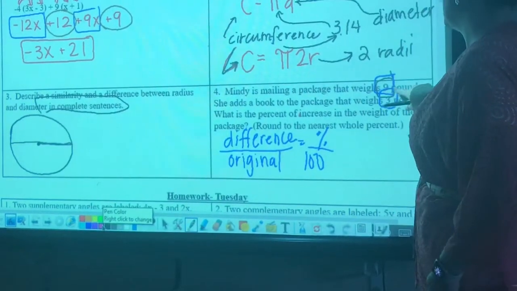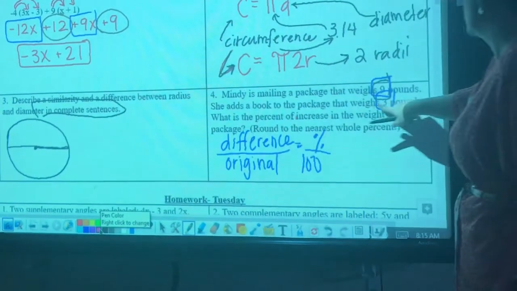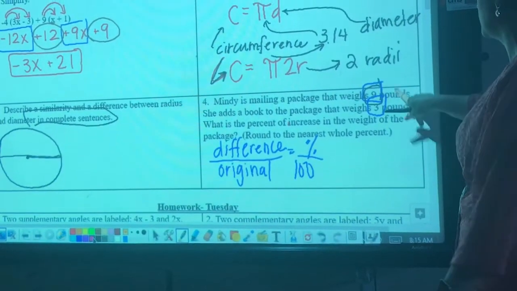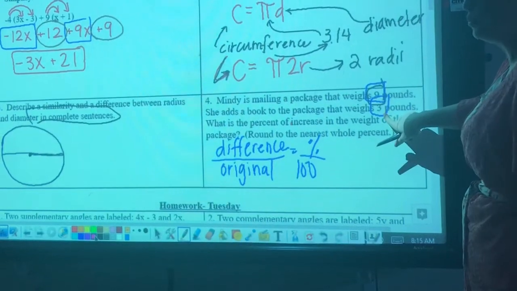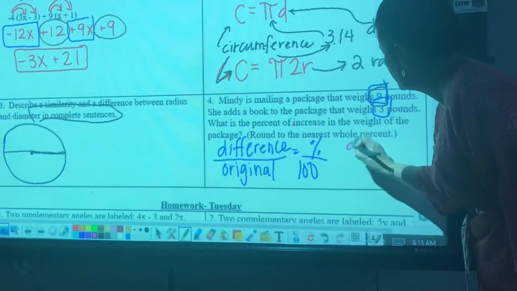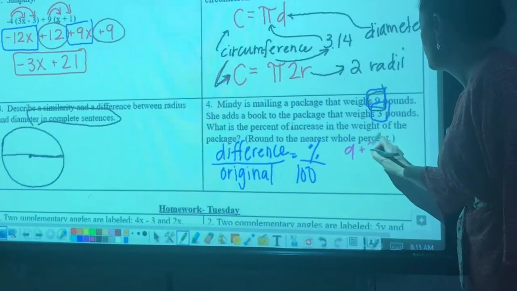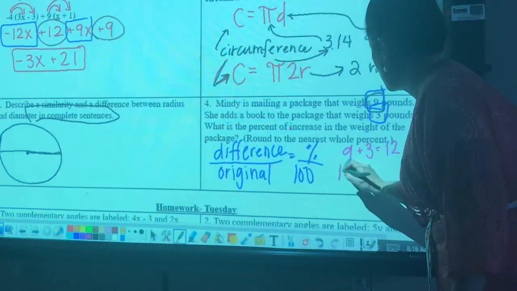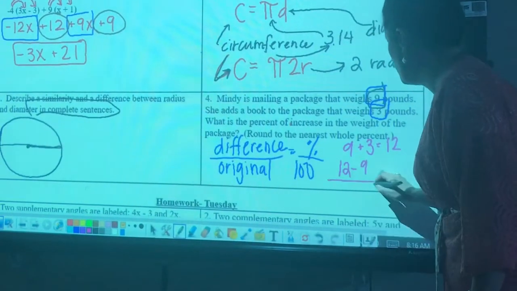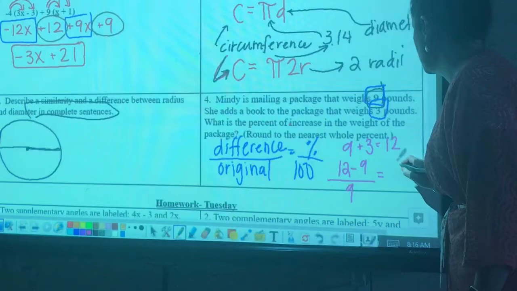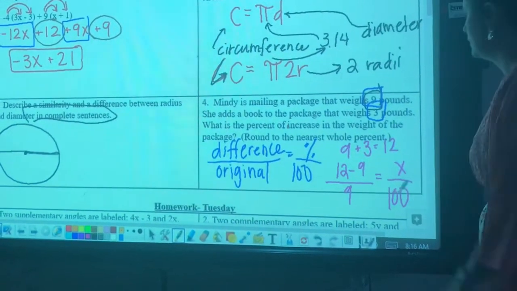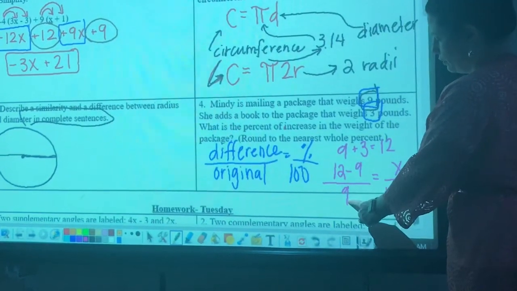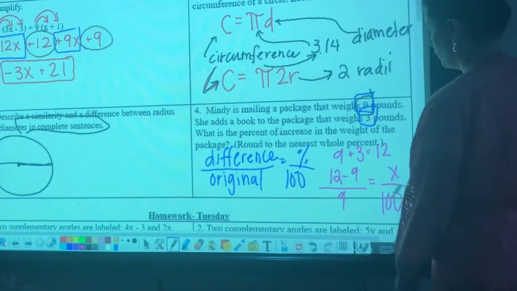Mindy is mailing a package that weighs 9 pounds. She adds a book to the package that weighs 3 pounds. So this is the part that you really need to understand what the question is asking. So the ending weight is going to be 12 pounds because I started with 9 and then I add a book for 3 pounds, so my ending total is 12. So my difference is going to be 12 minus 9 over 9 equals x over 100. So this is the ending weight, this is the starting weight over 9 equals x over 100.